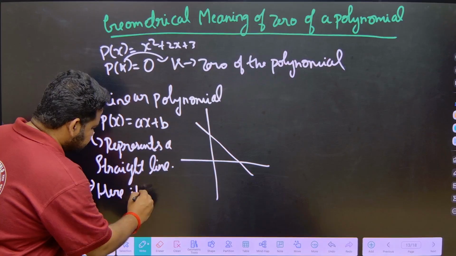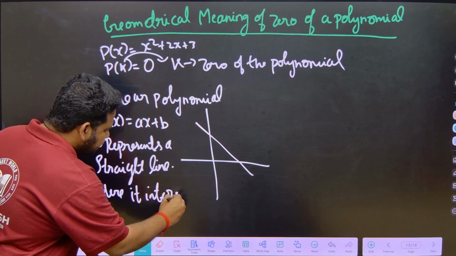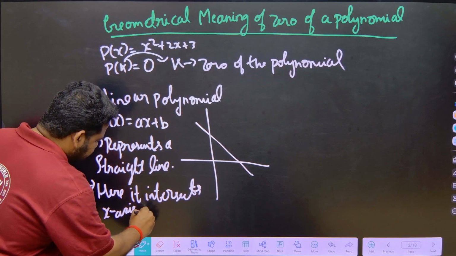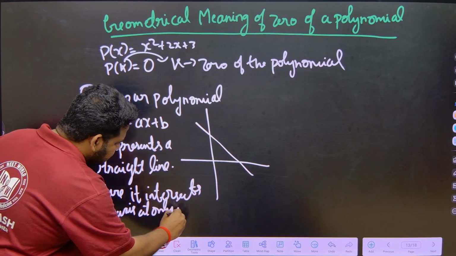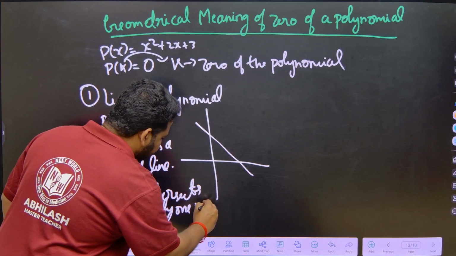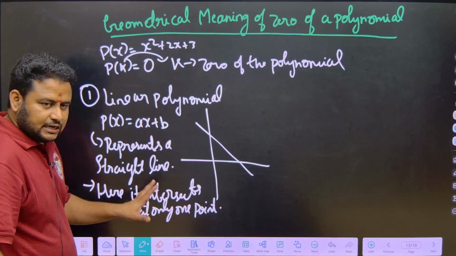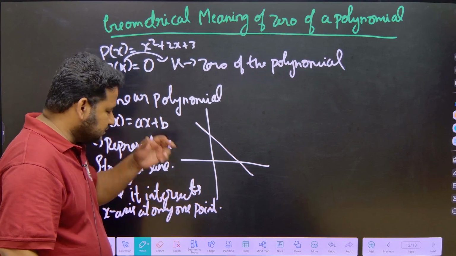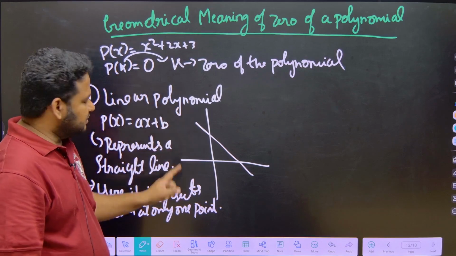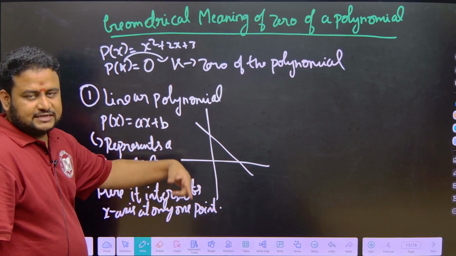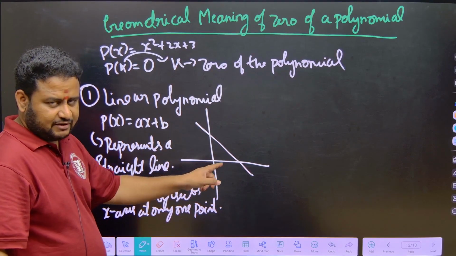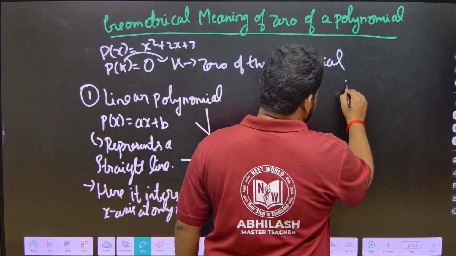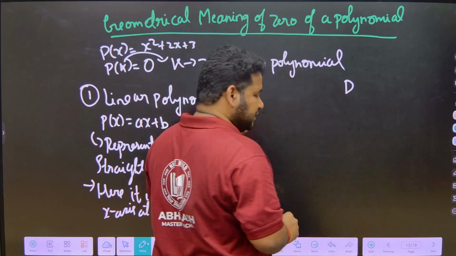Here it intersects the x axis at only one point. So that means it is having only 1 zero. Here it is intersecting at how many points? Only one point. It is having only 1 zero. So you can draw a correlation. Degree of linear polynomial is 1.